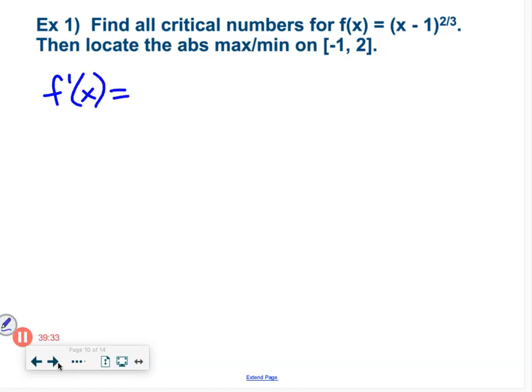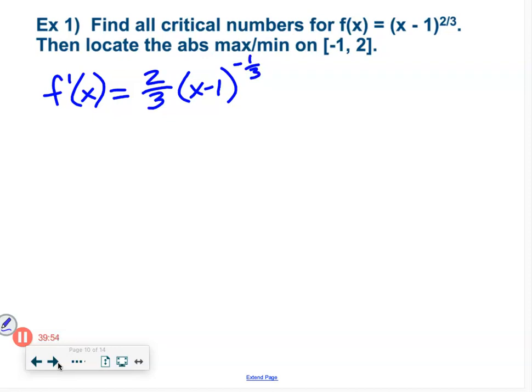Tyler, what'd you get for your derivative? 2 over 3 times (x minus 1) to the -1/3. Good. Times 1, because chain rule, but it's just 1.